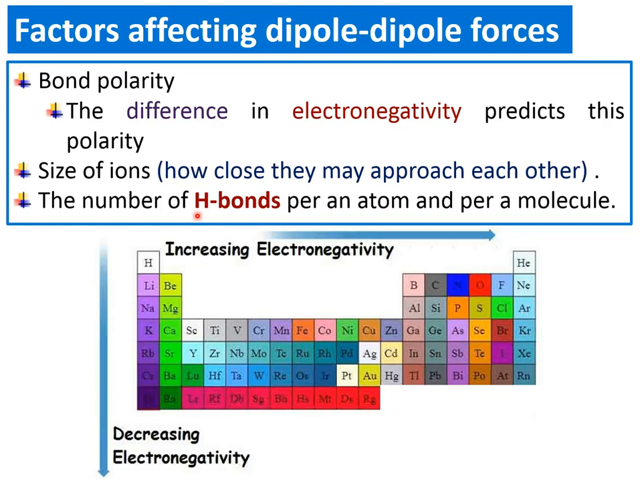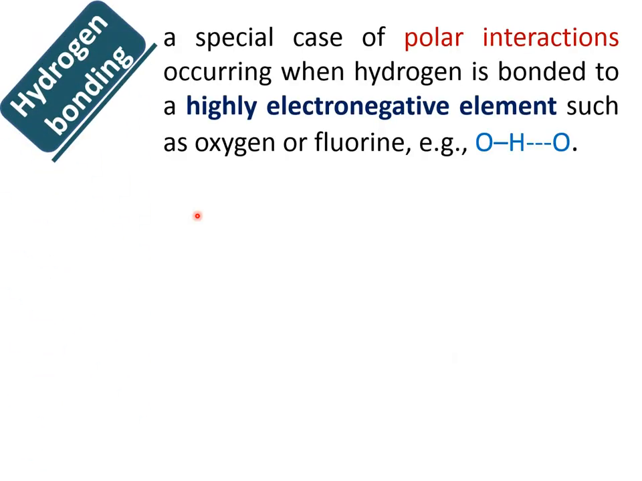Hydrogen bonding is a special case of polar interactions occurring when hydrogen is bonded to a highly electronegative element such as oxygen or fluorine. So if this is OH in an alcohol or whatever, and this is the oxygen in another molecule, the attraction force between the hydrogen and the oxygen is called the hydrogen bond. How about this bond between oxygen and hydrogen in the same molecule? Is it a hydrogen bond?